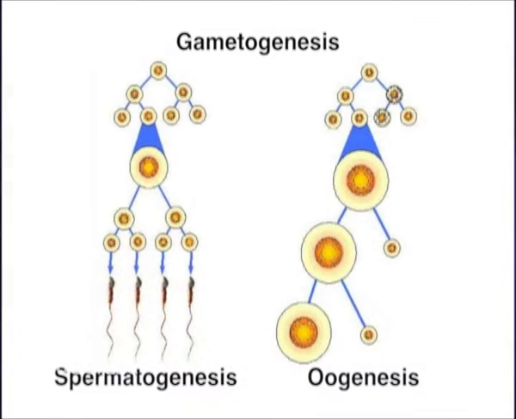Gametogenesis is the process by which male and female sex cells or gametes, that is sperms and ova, are formed respectively in the male and female gonads, that is testes and ovaries. The gametes differ from the somatic cells of the body. Their nuclei contain only half the number of chromosomes. Meiosis forms the most significant part of gametogenesis.